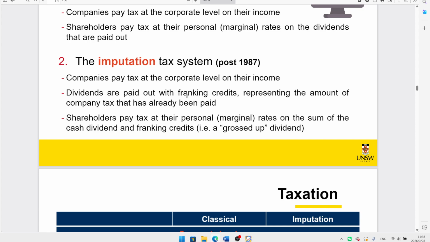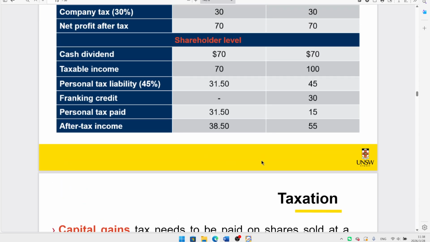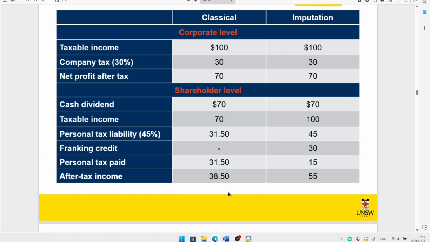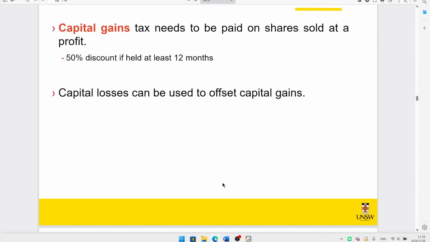Franking credits, because any amount the company paid has already been taxed. Tax on income is the same; capital gain is treated practically the same.